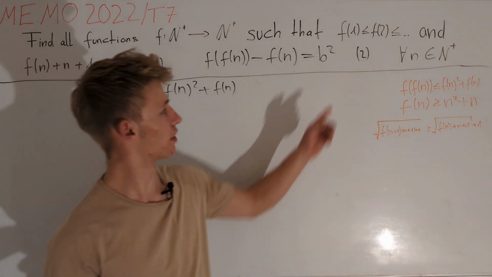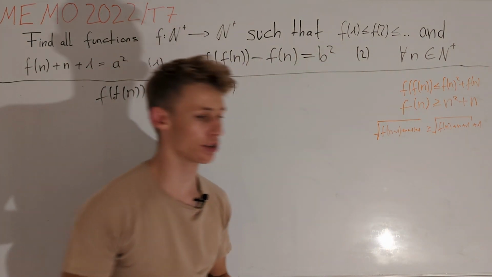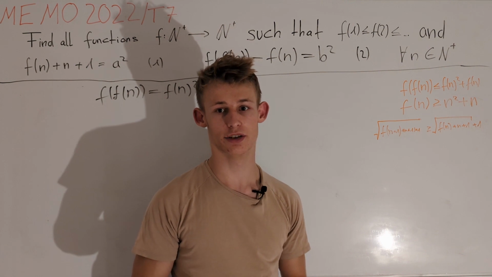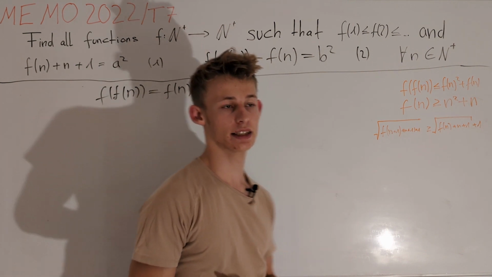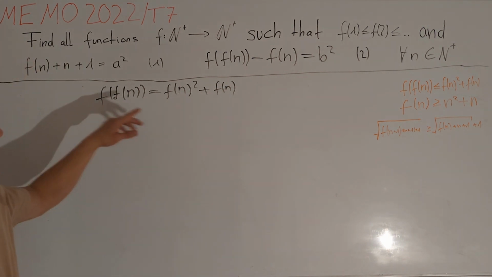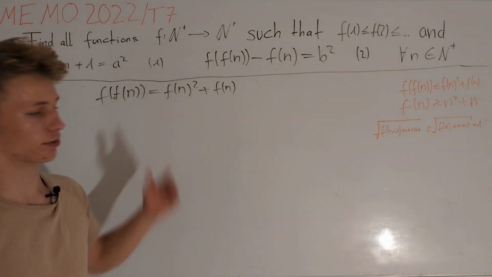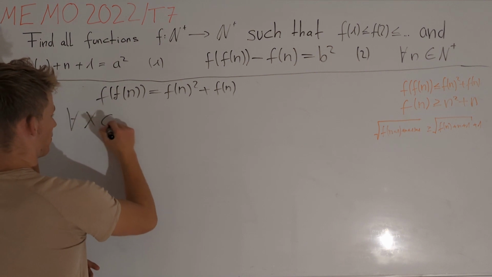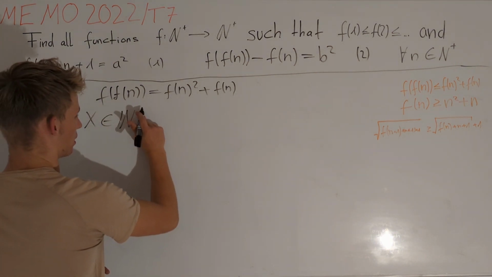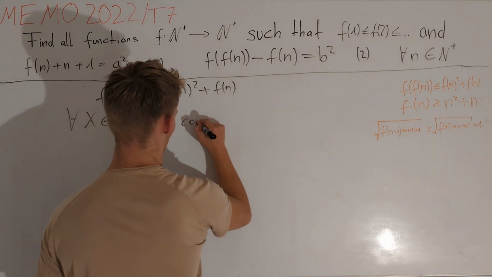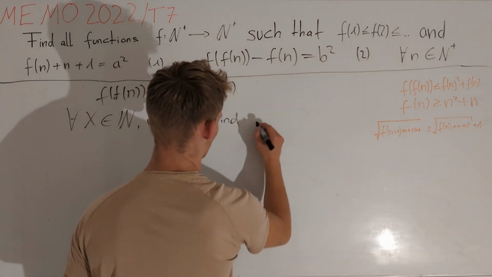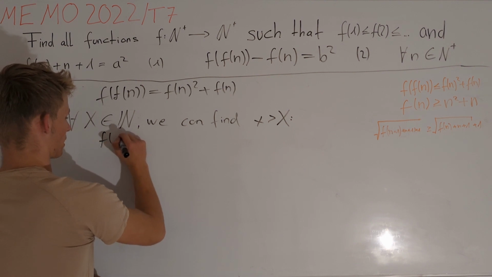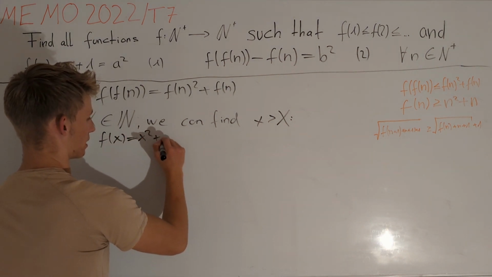Moreover, we know that our function is increasing, and we also know that f(n) is greater than or equal to n squared plus n, so our function is not bounded. Thus, since for some values of n the value of the function is equal to n squared plus n, we get that for every big X from the natural numbers we can find some small x greater than big X, such that f(x) is equal to x squared plus x.